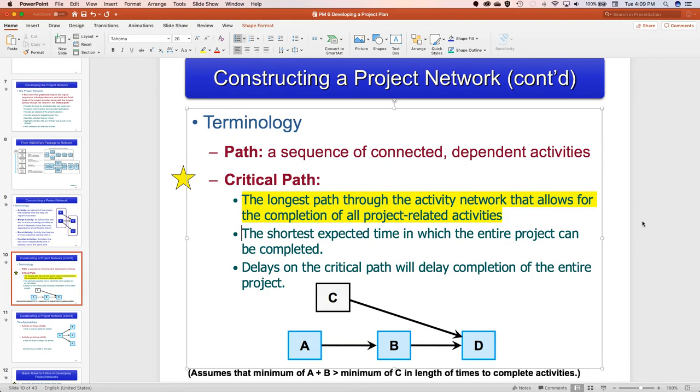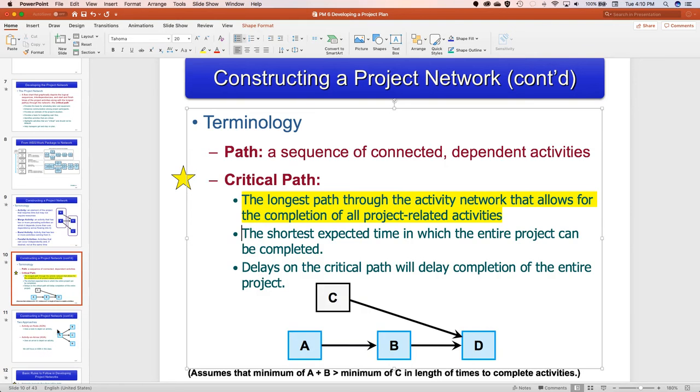So here's some examples of how I might ask that on the test. The blank indicates the shortest expected time in which the project can be completed, and the fill in the blank would be critical path. Or I might say delays along the blank will delay completion of the entire project, and you would indicate critical path. So that's how I would ask questions from this slide. Straightforward, slam dunk, knock it out of the park.